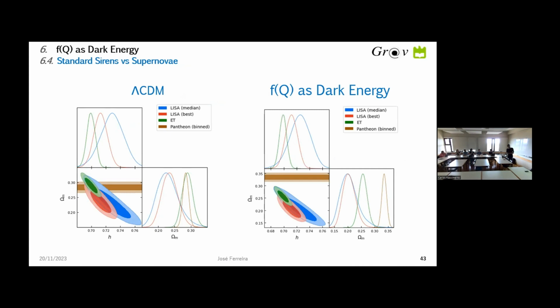However, if we move on to the f(Q), we can see that there is a tension between them. This effectively means that if our universe can in fact be modeled by lambda CDM, then it is expected that the future gravitational wave observatories will create a tension in this model and effectively rule it out.